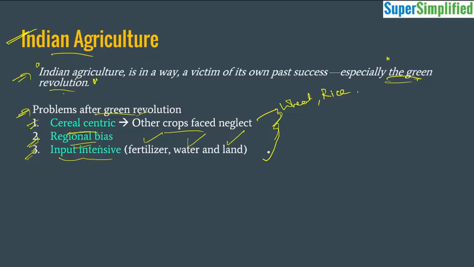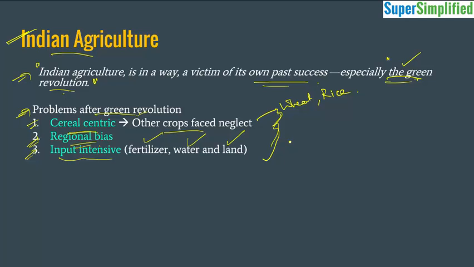So basically, in light of these three problems, the economic survey is justifying the statement that Indian agriculture is in a way a victim of its own past success. The Green Revolution was definitely a success, but it has also given rise to certain problems. So now people are also increasingly talking about a second Green Revolution. But the economic survey says that a lot of things have changed since 1966-67, when the Green Revolution was implemented, but we have not changed the tools and techniques which we use for farming and agriculture.